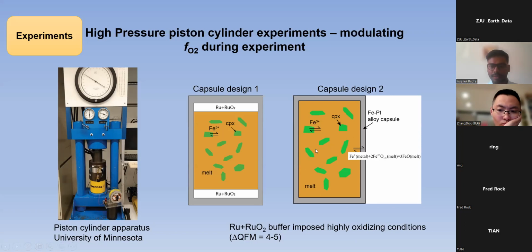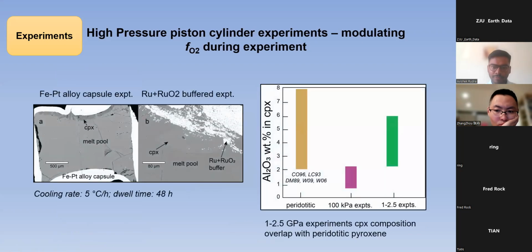So this way, we made the capsule design. We designed the capsules in a way that we were able to do experiments where the FO2 of the system is more or less close to the actual oxygen fugacity of the upper mantle. And then we followed a very similar procedure.